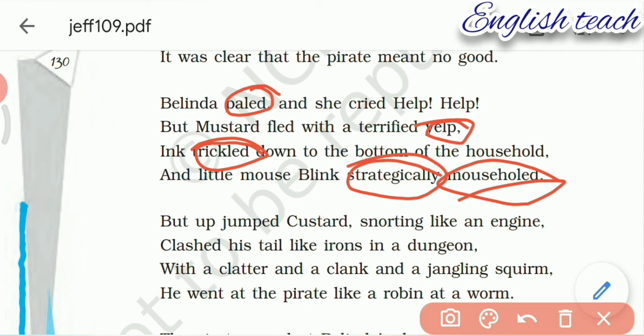So in this paragraph, the poet describes that when all of them saw the pirate, they got frightened. Belinda was so frightened that she turned yellow due to fear and started crying for help. Mustard the dog started crying for help too. The kitten Ink ran down towards the bottom of the house as if he had already planned for it. The mouse Blink ran into his little mouse hole in order to save himself.